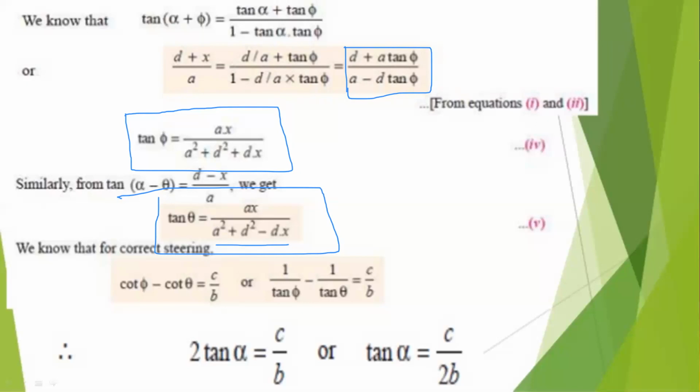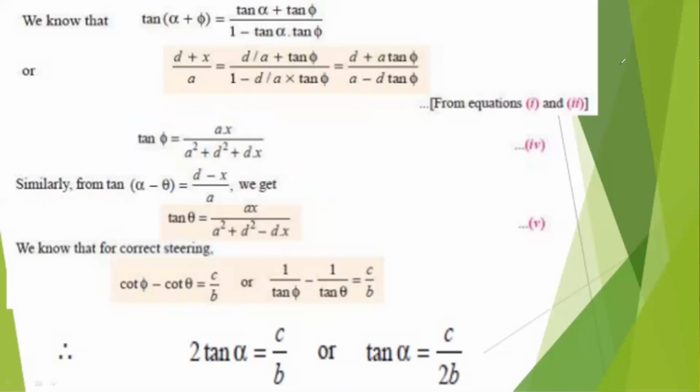So what is the main condition of our correct steering position? That is cot phi minus cot theta is equal to C by B. Or 1 by tan phi minus 1 by tan theta is equal to C by B. Therefore, 2 tan alpha is equal to C by B, or tan alpha equal to C by 2B. So it is the condition of Davis steering mechanism. We can maintain a correct steering position in automobile vehicles.